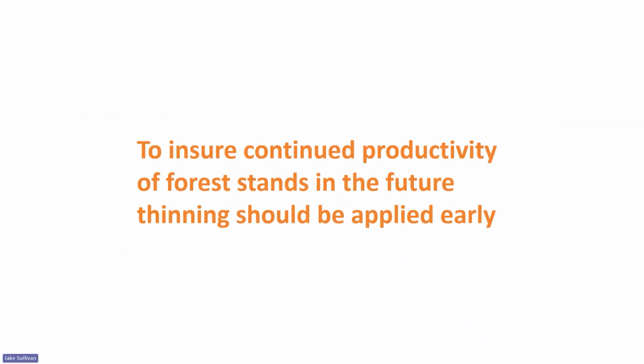To ensure continued productivity in a forest stand in the future, thinning should be applied early. It's good to think about the site characteristics here. Is it in a buffer? Pre-commercial thinning, which is done by chainsaw, where you leave the items on the ground, can be done in riparian buffer. Commercial harvest is not generally.